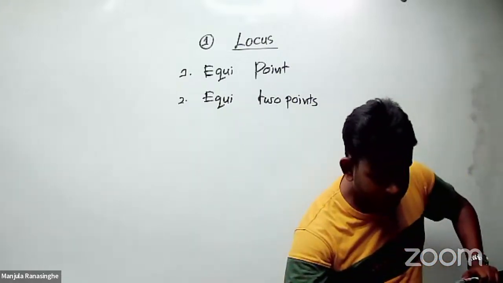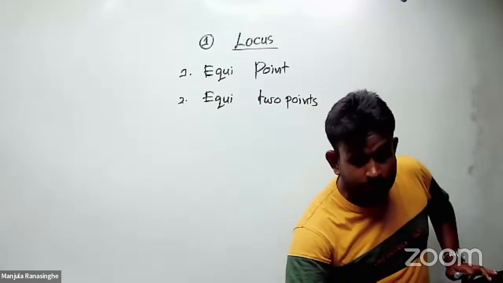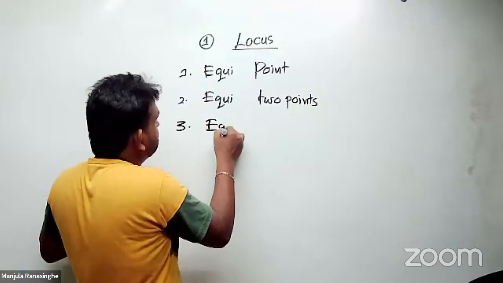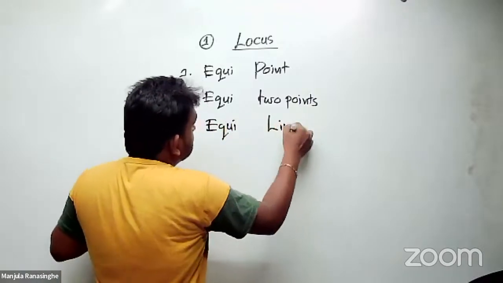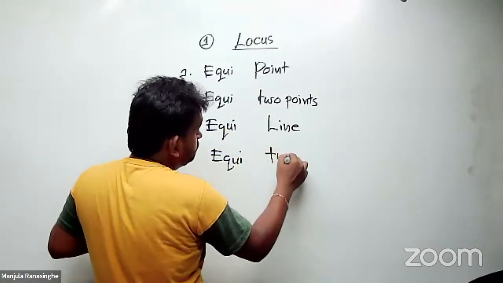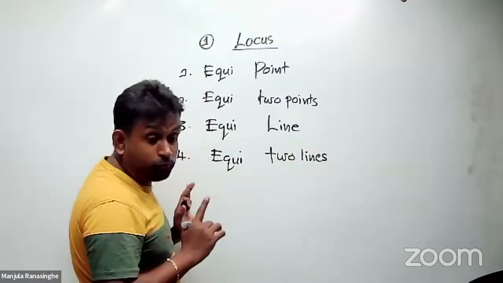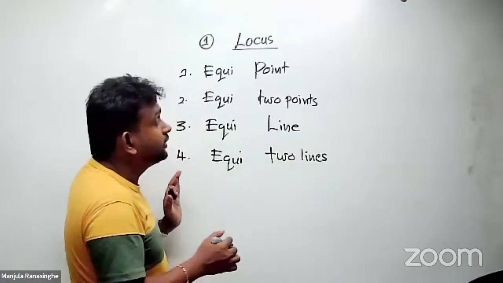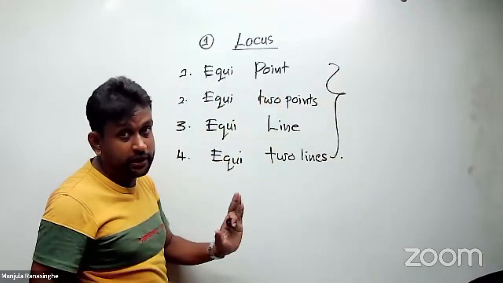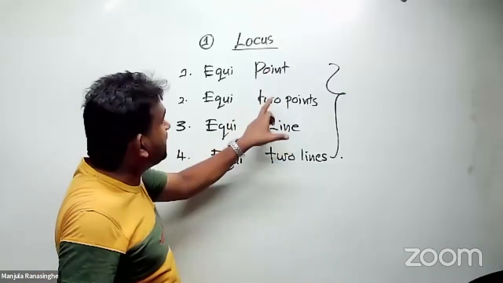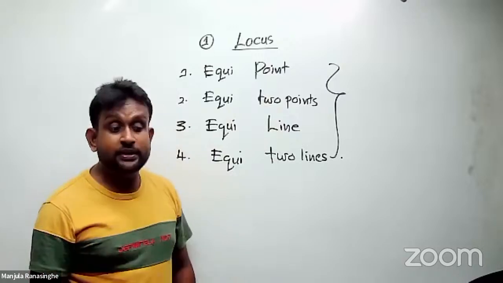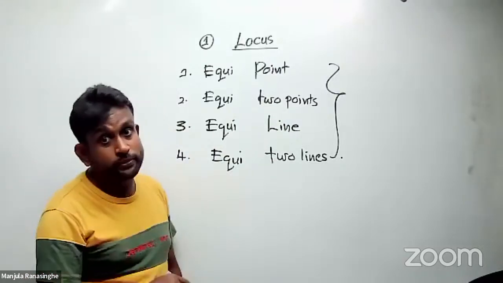Then the third one, equidistance to a line. Then the fourth one, equidistance to two lines. In paper 1, remember, we have a locus to draw out of these 4 locus. In paper 1, only one of these four locus is drawn for the 2 mark question. In the ELC it is clearly mentioned that only one locus is to be drawn.